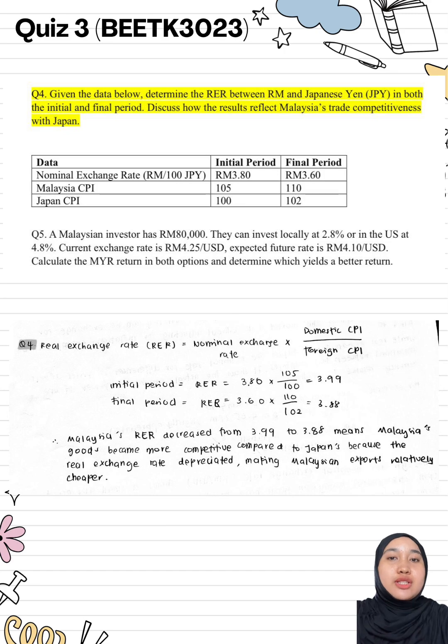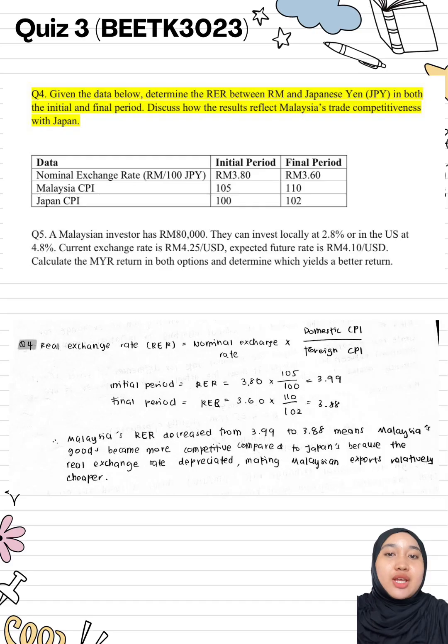Now for question 4, let's look at how we calculate the real exchange rate, or RER, between Malaysia and Japan. We use this formula: RER equals nominal exchange rate multiplied by Malaysia CPI divided by Japan CPI. This formula adjusts the nominal exchange rate by considering inflation differences between the two countries. In the initial period, the nominal exchange rate is 3 ringgit 80 cent per 100 Japanese yen. Malaysia's CPI is 105 and Japan's CPI is 100. So the RER is 3.99.